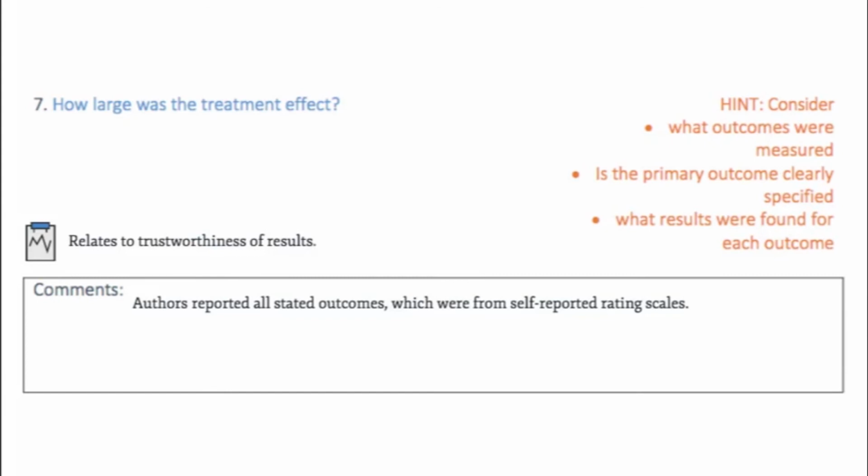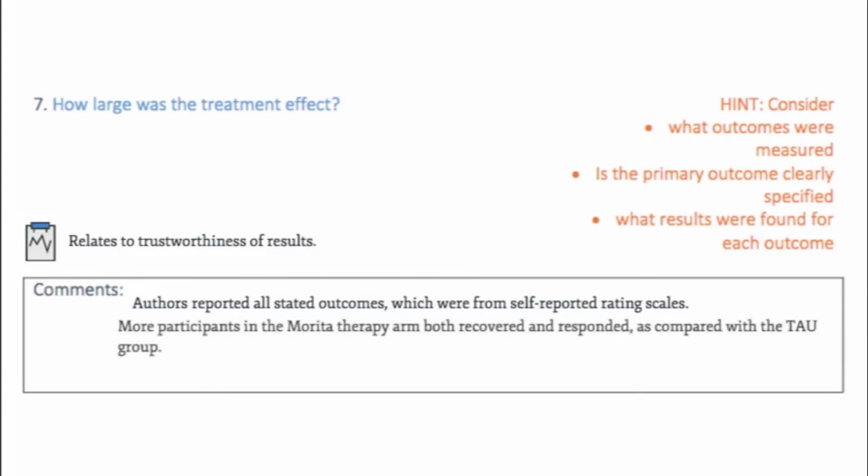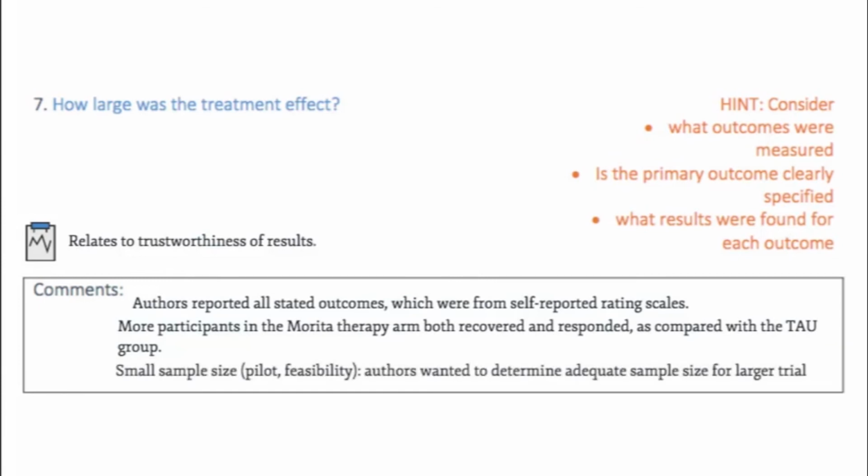They also dichotomized data for recovery and response outcomes by calculating how many participants from each group had recovered by scoring less on the PHQ-9 questionnaire or responded by showing a 50% reduction in score on the GAD-7 questionnaire. Results showed that more participants in the maritotherapy arm both recovered and responded, as compared to the treatment as usual group. We could argue that this is not surprising, seeing as the treatment as usual group predominantly were on a waiting list.